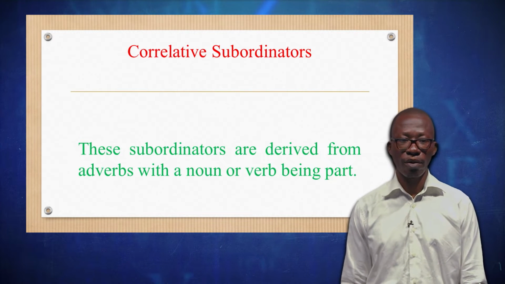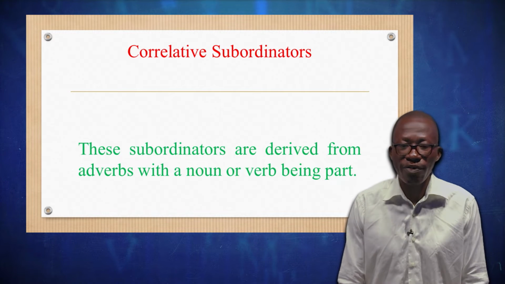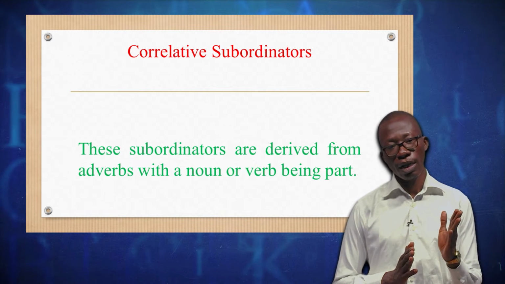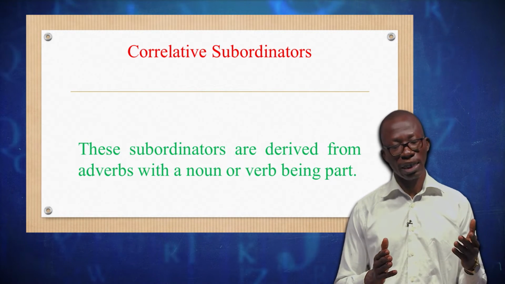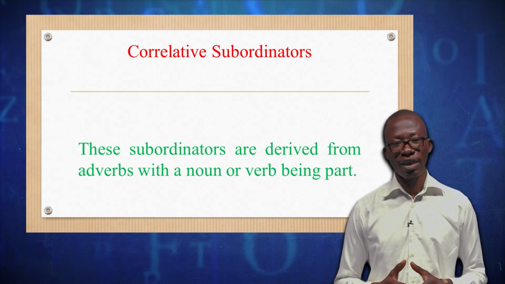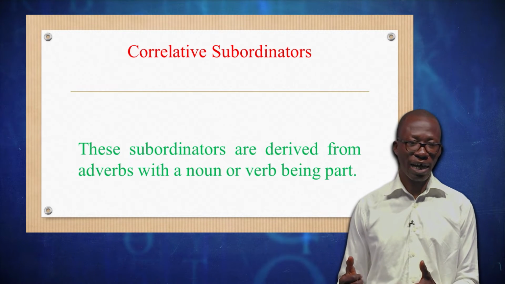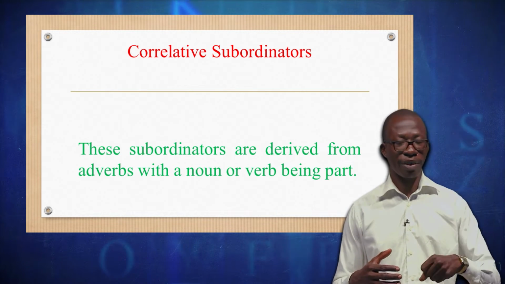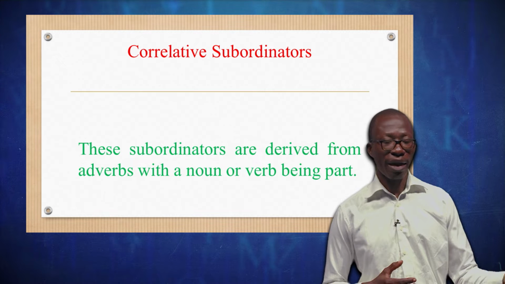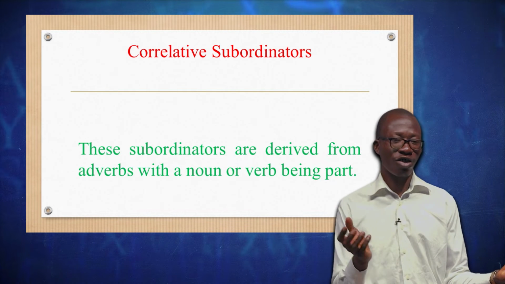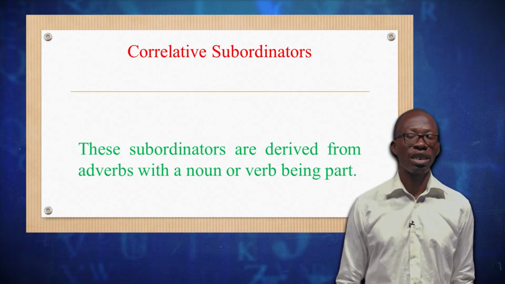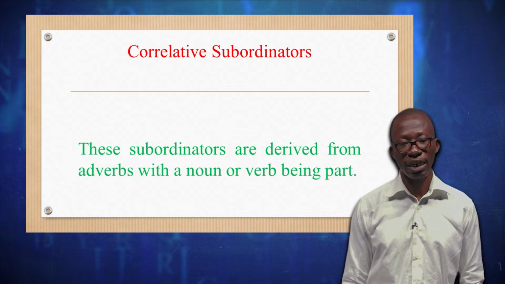Correlative subordinators. These subordinators are derived from adverbs with a noun or verb being part. So let's take note. In our simple subordinators, we said they are made of just one word. In complex subordinators, we said they are made of two words. Now, in correlative subordinators, what we are saying is that these are subordinators that are derived from adverbs. So, the original words for these subordinators are adverbs. But then, these adverbs are turned into subordinators. And you would have a noun or a verb being part of this derived adverb that are used as subordinators.